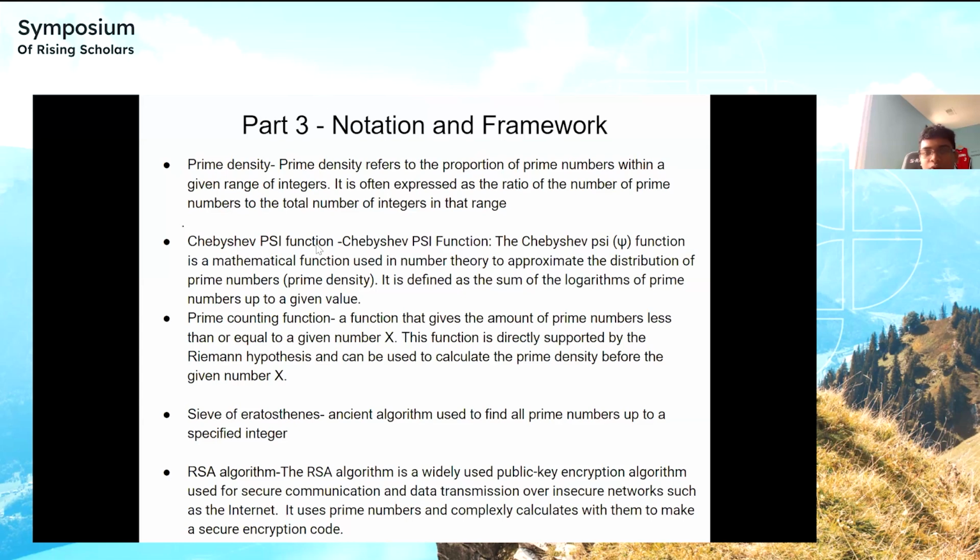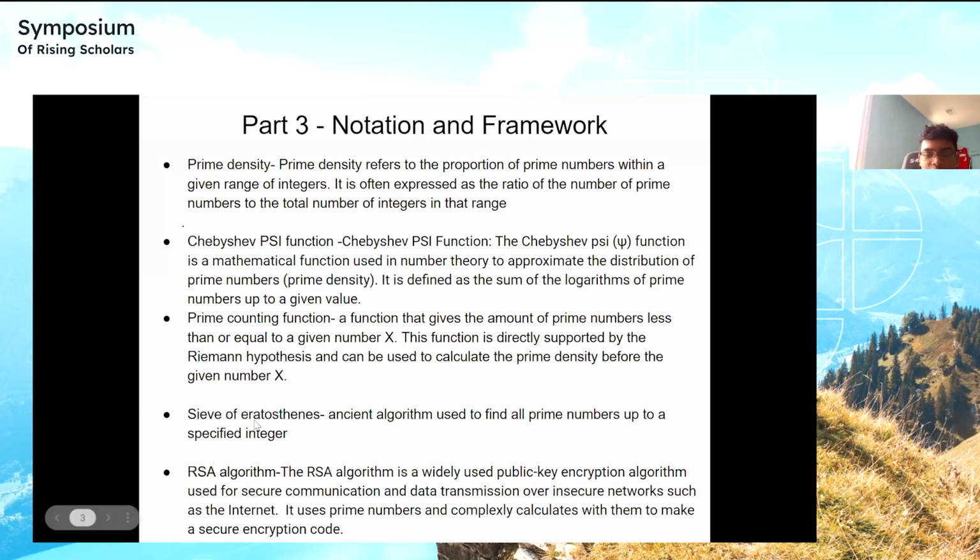This is the framework I'm going to be using in my explanations. One is prime density in general, which is the proportion of prime numbers within a given range of integers, the ratio of prime numbers to the total number of integers in a range. Then the Chebyshev PSI function is a function used in number theory to approximate the distribution of prime numbers. So it basically calculates prime density. And the prime counting function also does the same thing.